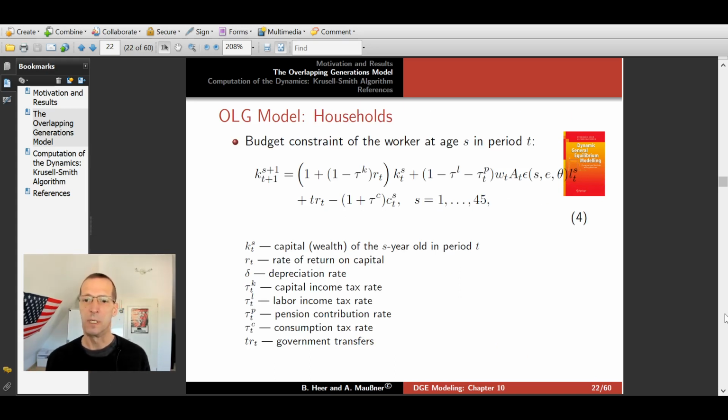And with the definition of net labor earnings, we can derive the budget constraint of the worker at age S in period T, which is given by his labor income. He will also receive lump sum transfers from the government. He earns interest income R_T on his wealth K_S,T, and he has to pay capital income taxes tau K on his interest earnings R times K. He spends it on consumption C and pays consumption tax tau C, and on next period wealth K_S+1 in period T plus 1.